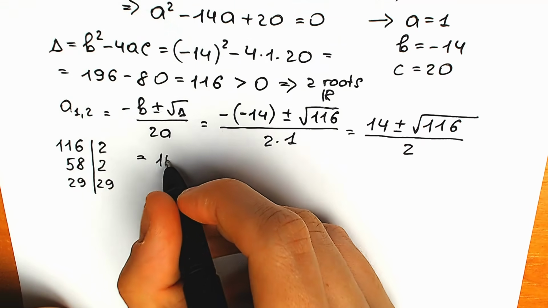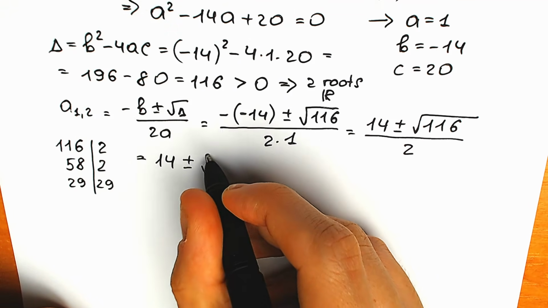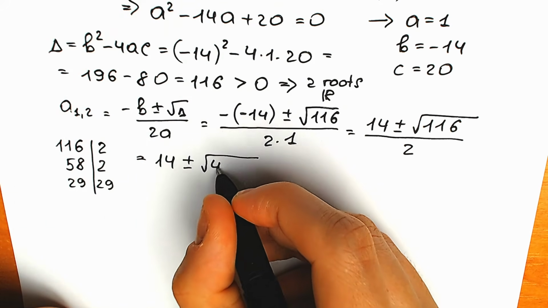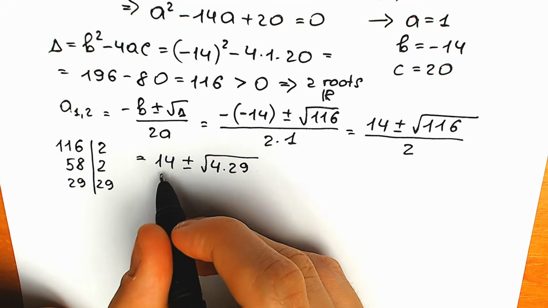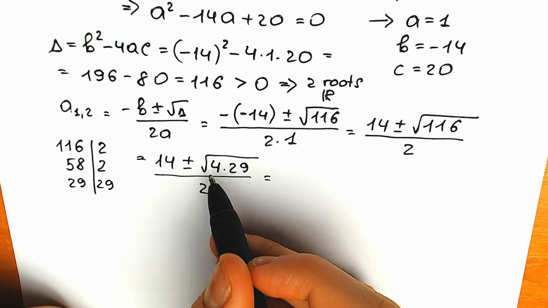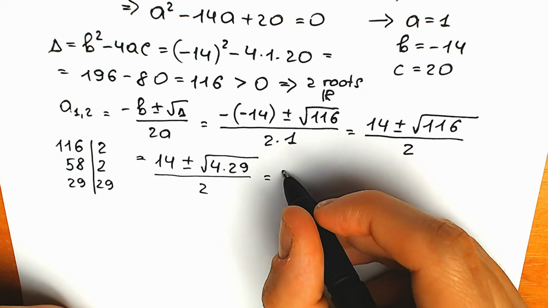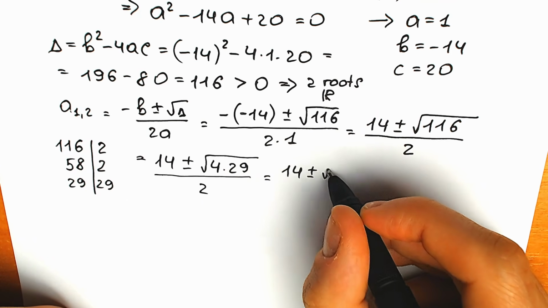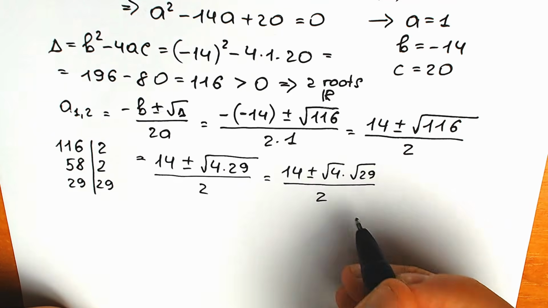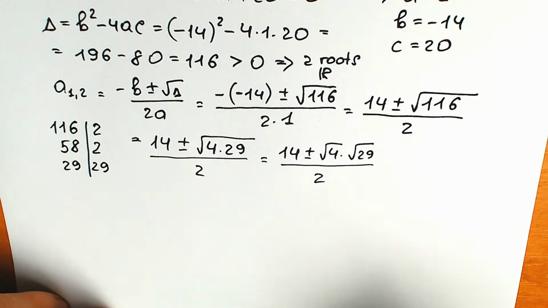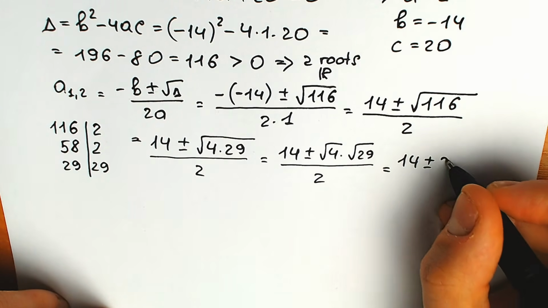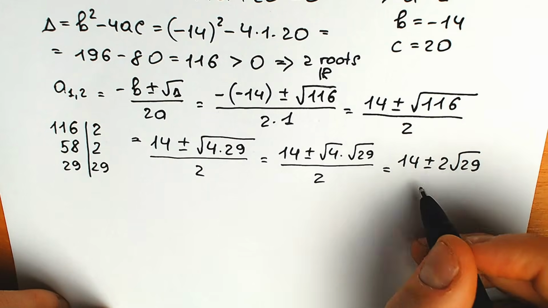So basically, we can express this 116 like that. We have 14 plus minus square root of, and we express this as 2 times 2, which is 4, so 4 times 29, all over 2. And right now, the square root of a product equals the product of square roots. So we can split it: plus minus square root of 4 times square root of 29. The square root of 4 equals 2. So as a result, we have 14 plus minus 2 square root of 29 over 2.